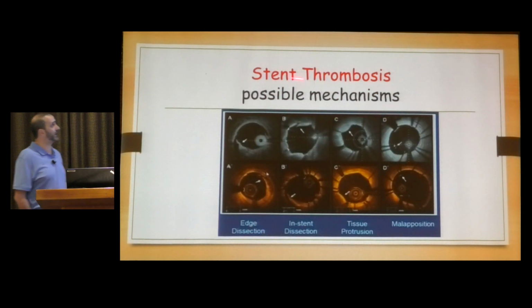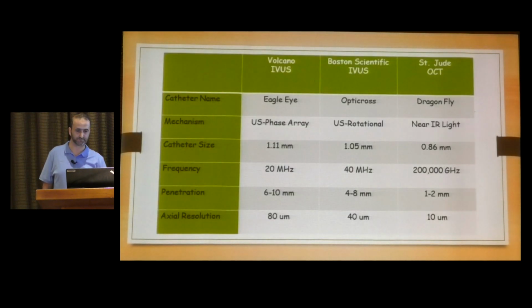This is an example of possible mechanisms of stent thrombosis by OCT. In this area there is an edge dissection, and this edge dissection can sometimes extend to the stent area and increase the risk of stent thrombosis. There is a protrusion here inside the struts. This should be like this circle. There's a protrusion here that increases risk of thrombosis, and here there is malapposition as a mechanism of stent thrombosis.